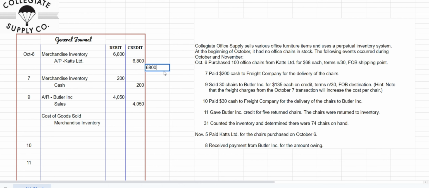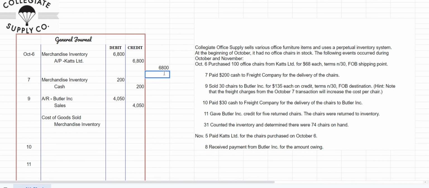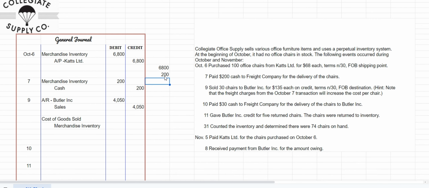So actually what happens is you're going to add 200, which turns out to be 7,000. So 7,000 is the actual amount of merchandise, the value of the total merchandise inventory that you have. Instead of $6,800, it's $7,000 for 100 chairs.